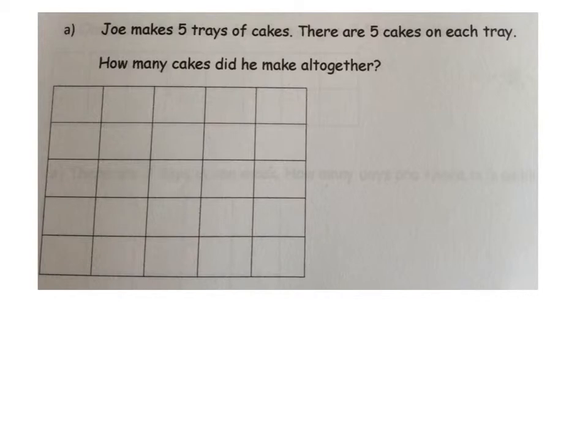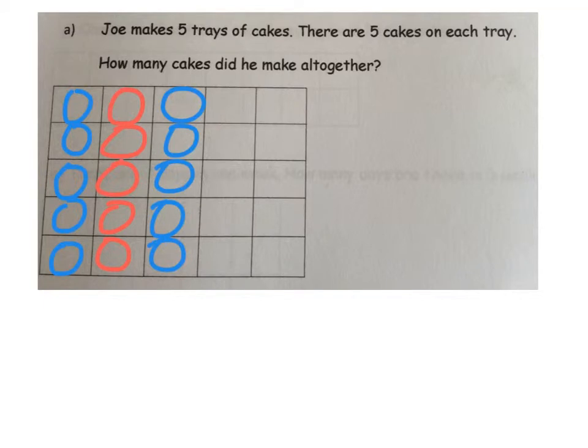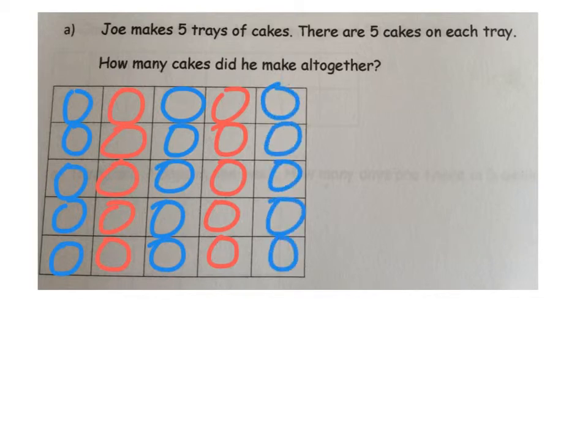Right, here we go. So Joe makes 5 trays of cakes. There are 5 cakes on each tray. Well, there's 1, 2, 3, 4, 5 cakes, and we're going to make that 5 times. So that's 2 lots of 5, 3 lots of 5, 4 lots of 5, 5 lots of 5. You may want to do this with counters or pennies just to make it more concrete before you move on to a pictorial model.